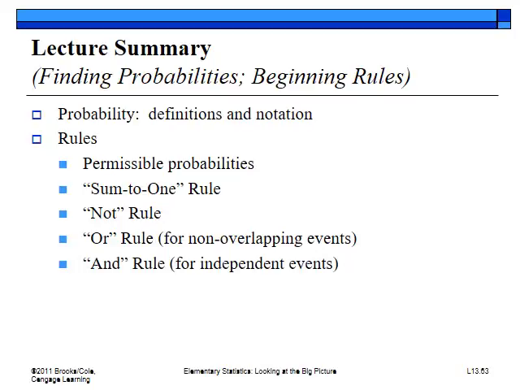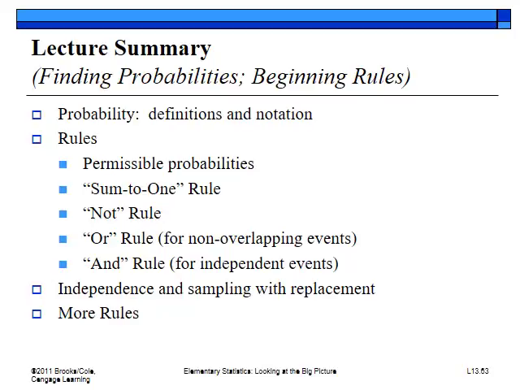And as long as our events are independent, we can find the probability of A and B by multiplying the probability of A times the probability of B. We talked about the role of replacement in sampling when we are discussing dependence and independence. And we looked at the general OR rule, how we handle it when two events overlap.